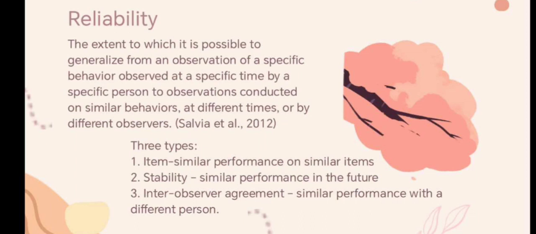And the last type is inter-observer agreement, similar performance with a different person. This refers to whether different people observing or scoring the same behavior or test performance would come to a similar conclusion. For example, if two teachers observe a student's behavior in class and both agree on the same rating or assessment, it suggests that the observation is reliable and not just based on one person's perspective.